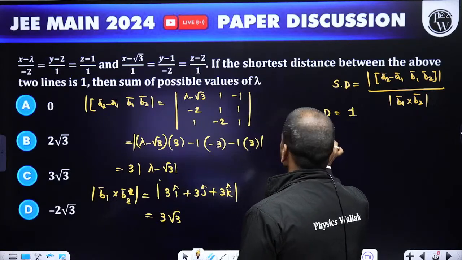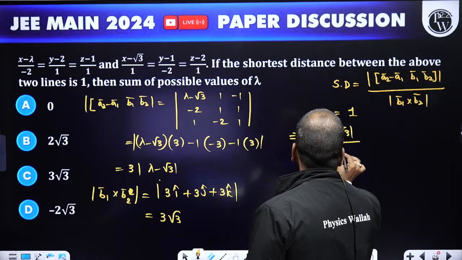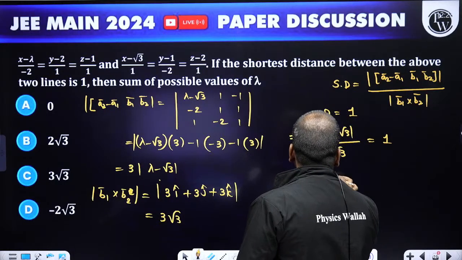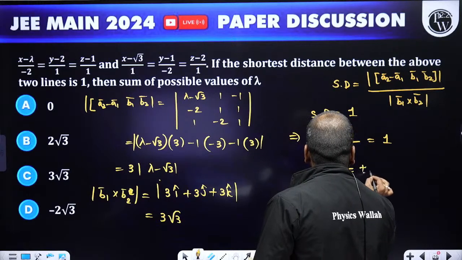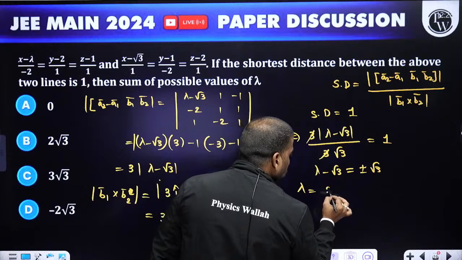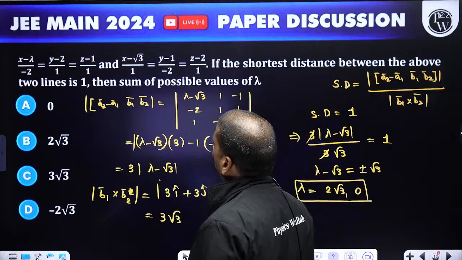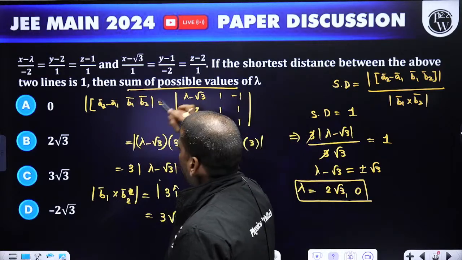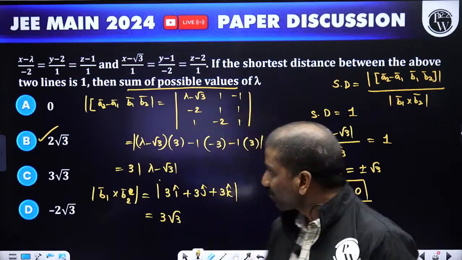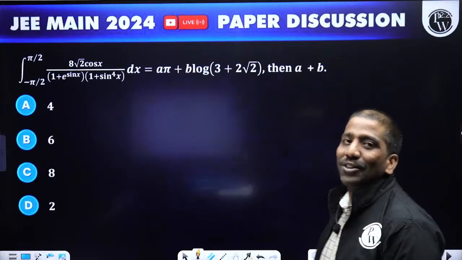So 3 times the magnitude of lambda minus root 3 by 3 times root 3 is equal to 1. 3 got cancelled. Lambda minus root 3 is equal to plus or minus root 3, not just plus root 3. So lambda is 2 root 3 or 0. What we want is the sum of the possible values. So 2 root 3 plus 0 is 2 root 3.